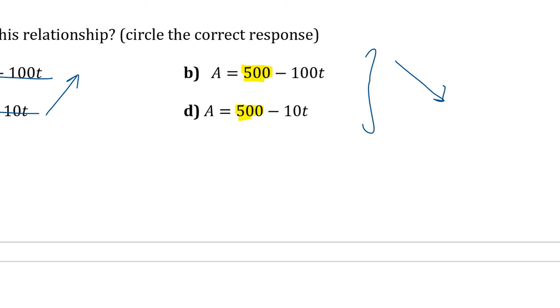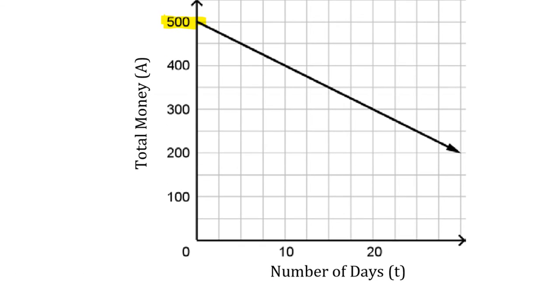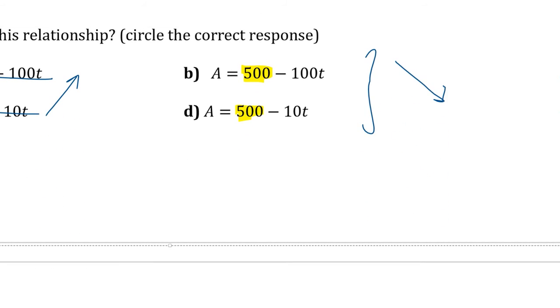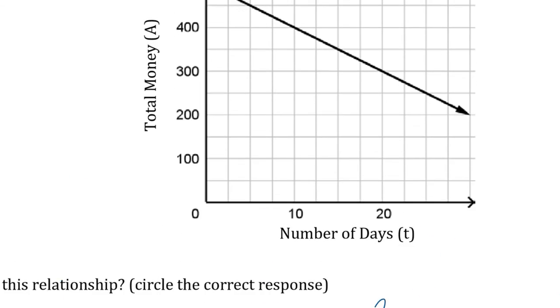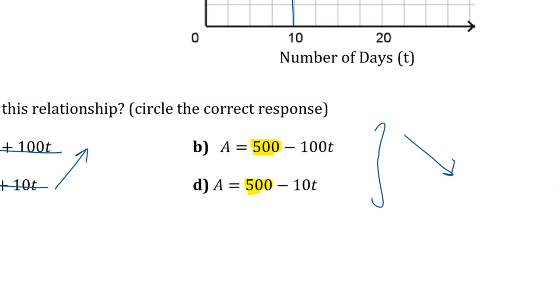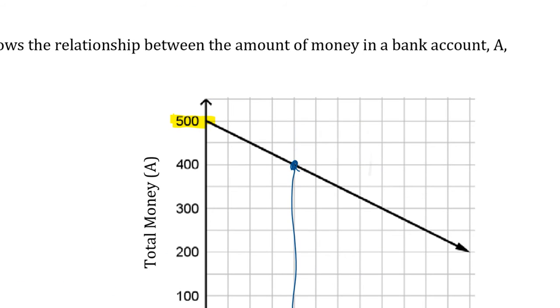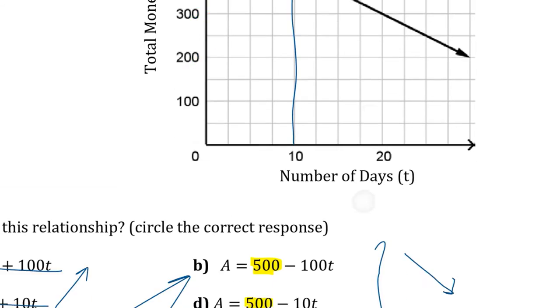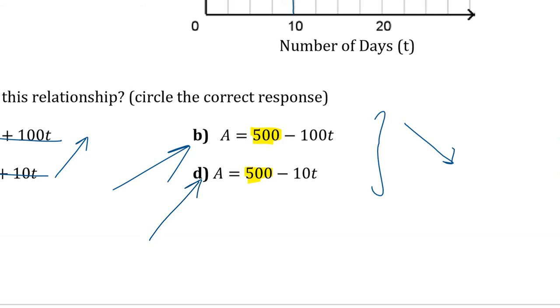Now I have to figure out if it's 100 or 10. Lots of ways you could do this. You could just use trial and error. It gives me the equation. I could pick a point, I could pick 10, plug it into the equation, and figure out what I get. If I plug it into this one, will I get 400, because that's what I should get, or I can plug it into this one and figure out if I get 400. That's one way I could do it.